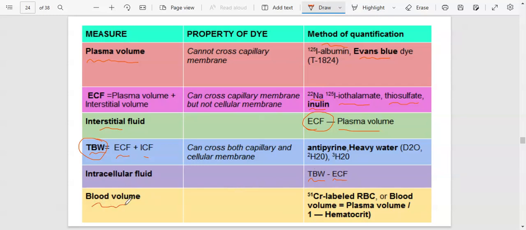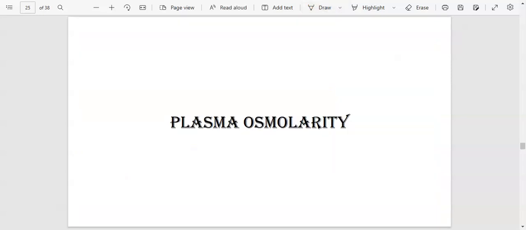To measure the blood volume, we're able to inject chromium labeled red blood cells, or blood volume is equal to plasma volume divided by 1 minus hematocrit. So if you don't use the chromium labeled red blood cells, you can use the formula. First, you find the plasma volume, then you divide by 1 minus hematocrit. That is how you're able to work out blood volume.